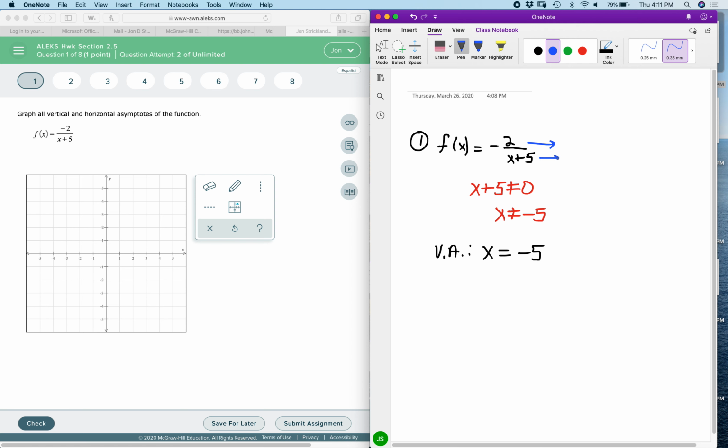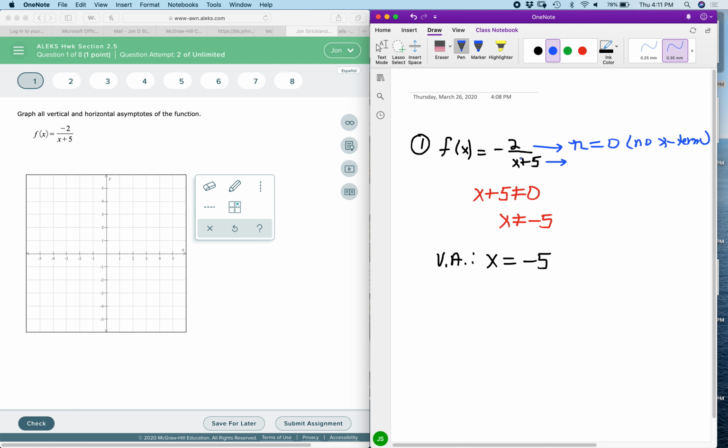again we compare degrees. For the degree of the numerator, n is equal to 0 since we have no x term. For the denominator, the higher order term is an x, which is of first degree, so m is equal to 1. Comparing n to m, n is less than m. If the degree in the numerator is less than the degree in the denominator, we have a horizontal asymptote at y is equal to 0.